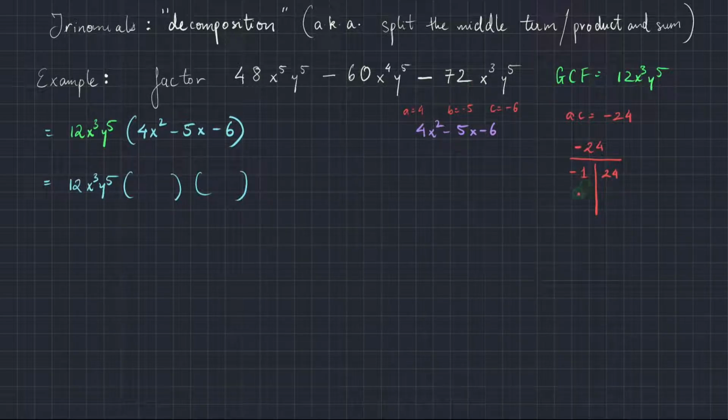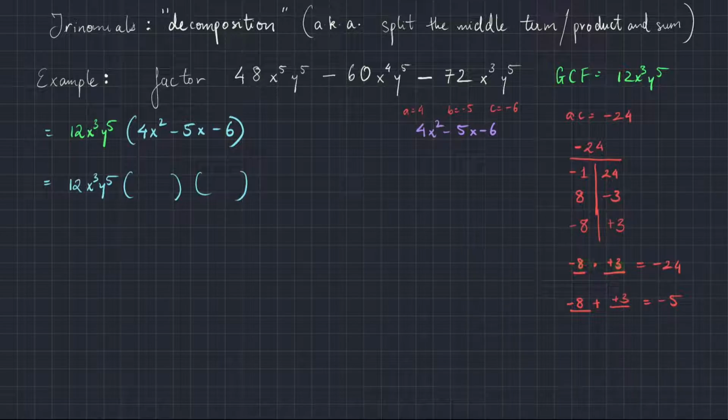Now another guess might be 8 times negative 3. Now 8 times negative 3 is negative 24, but 8 plus negative 3 is not equal to negative 5. It's equal to positive 5. So a better guess and the correct one would be negative 8 and positive 3. Okay, just to quickly check, we have negative 8 times positive 3 gives us negative 24, and negative 8 plus positive 3 gives us negative 5.